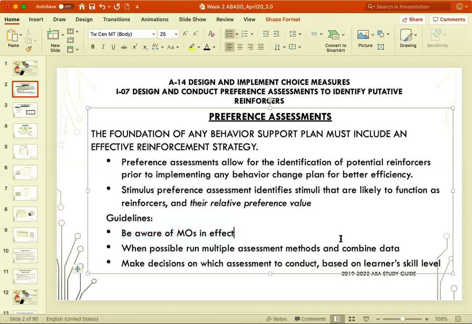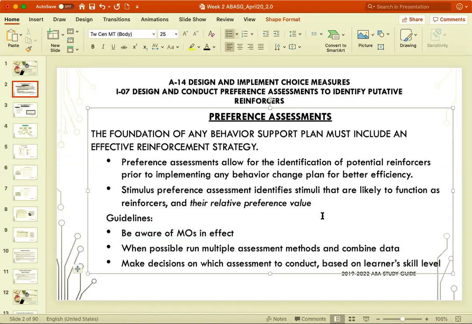When running multiple preference assessment methods and combining data, sometimes what I would do is take the same 6 or 8 stimuli and do different types of assessments, not back to back, maybe Monday, Wednesday, and Friday, and then compare results to get a more comprehensive picture. That maybe told me a little bit about how they responded to different assessments. And then make decisions on which assessment to conduct based on the learner's skill level.